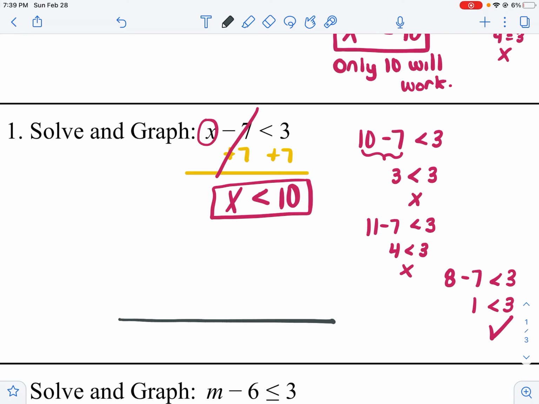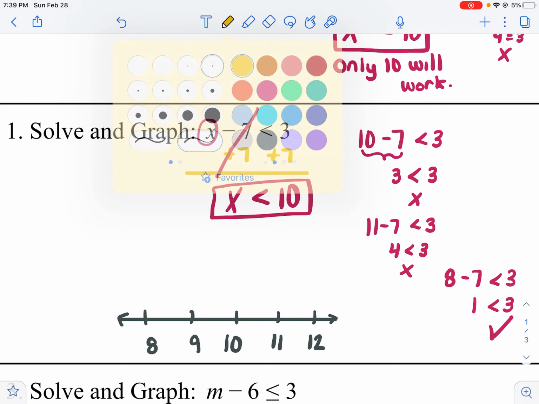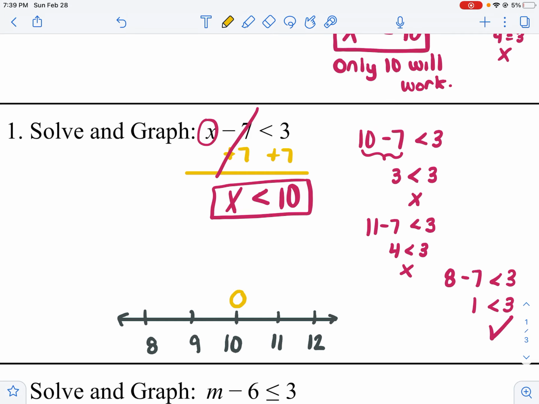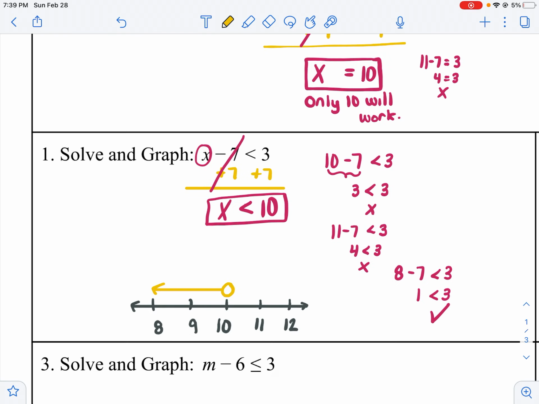We're going to draw a graph, and my rule of thumb, if you have to create your own graph, is to have 5 points. 1, 2, 3, 4, 5. And we're going to put 10 in the middle, because that's the number we're talking about. So 10, 11, 12. Ahead of 10 is 9, and ahead of 9 is 8. Since it's not including 10, we have an open circle on 10, and since x is less than 10, to the left indicates all the numbers smaller than 10.